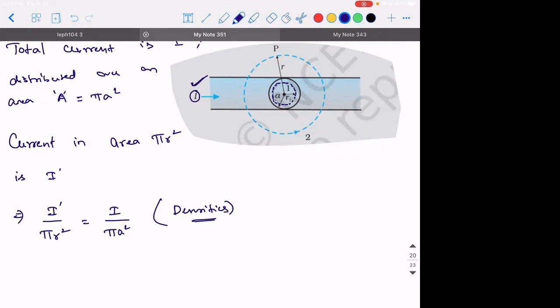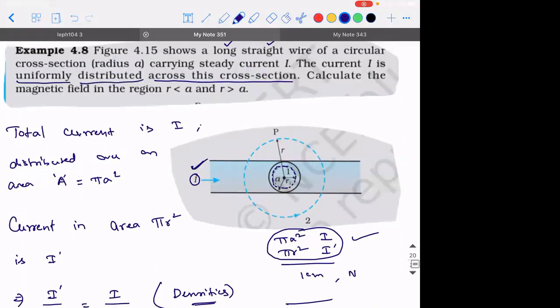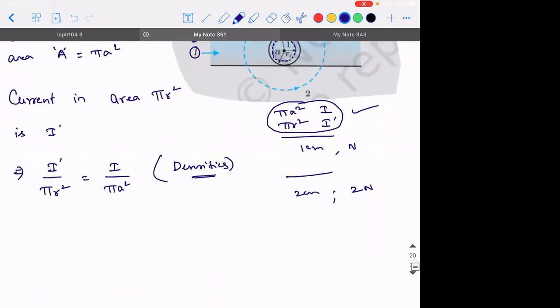Yesterday I would have told you this point, right? For a solenoid, if it is 1 centimeter and the number of windings is capital N, if it is 2 centimeter, the number of windings will be 2N. In a similar way, if the current in the region pi A square is I, the current in the region pi R square is I dash, then they will be in the same proportion. That is the meaning of uniformly distributed across this cross-section area. Wherever you see the word uniformly, it means the proportion is same. Am I clear?